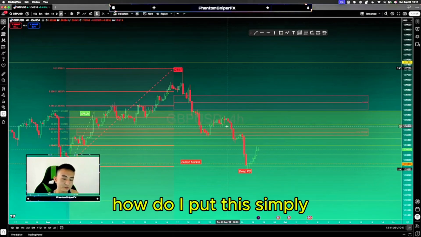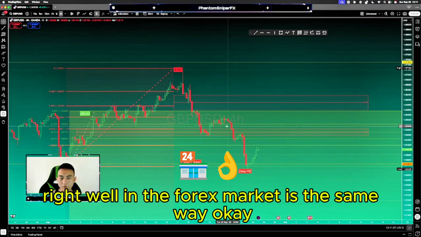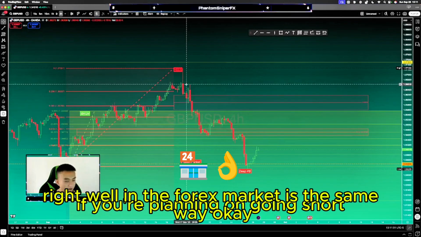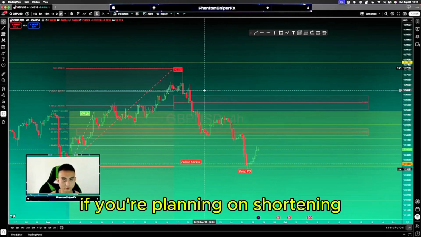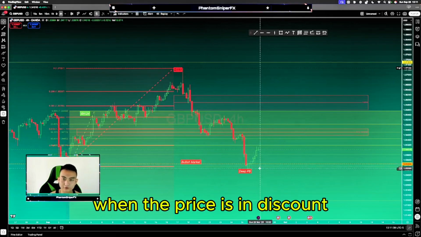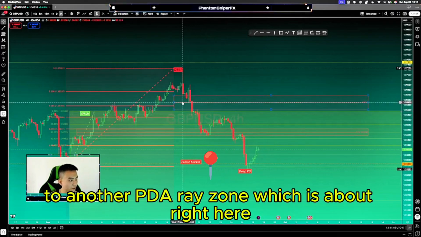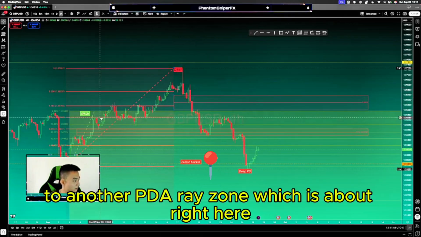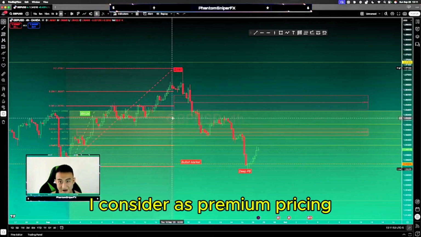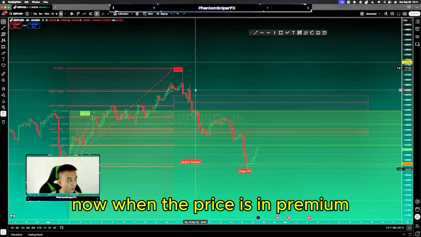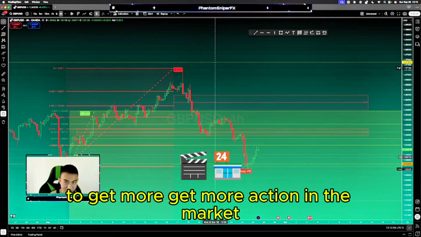Now, how do I put this simply? If you want to buy something, most of the time you wait till the price goes down, right? Well, in the Forex market, it's the same way. If you're planning on going short, meaning selling the position, you don't want to short it when the price is in discount. That doesn't make sense. You want to wait until the price comes up to another PD array zone, which is about right here. If you look at my Fibonacci, anything above the 0.5 line, I consider as premium pricing. Now, when the price is in premium, they have to lower the price, right? To get more action in the market.